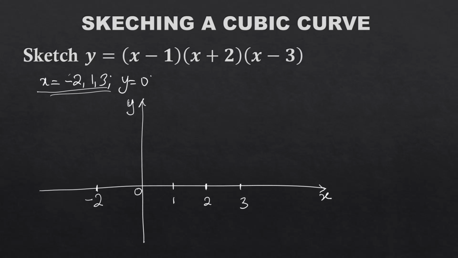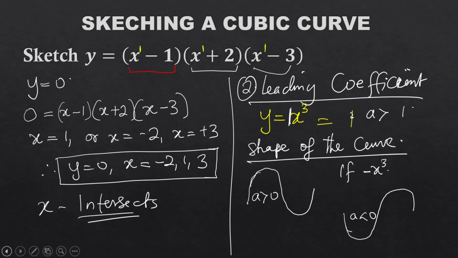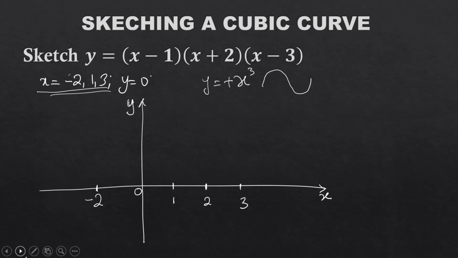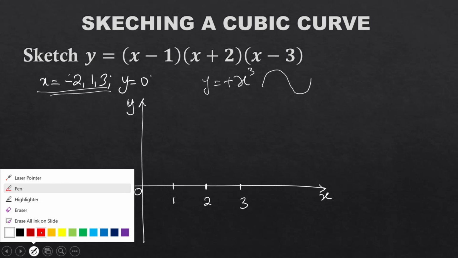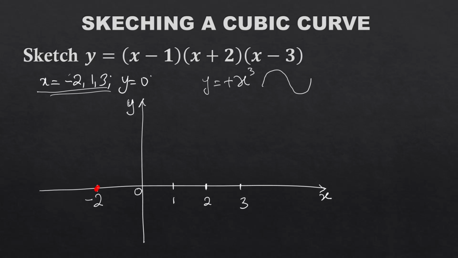Now, there is something I need to do right now. Since I know that my leading coefficient is positive, y is going to be plus x raised to power 3. Therefore, I know that my graph is going this way. So you see, this is how my graph is going. Now, I know that means I'm going to start from different points. I'm going to identify the points. The point is going to be at -2, then another place is going to be at 1 and at 3.